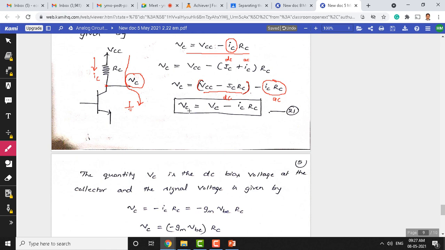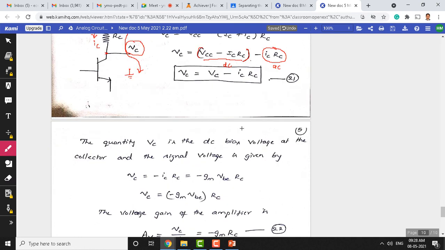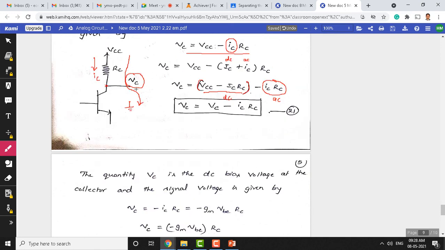On the left hand side we have kept VC, and this complete term can be denoted as the DC collector voltage VC, minus ICRC, which is kept as it is here. Let us label this as equation 21. Equation 21 is the expression for the collector voltage with reference to ground.